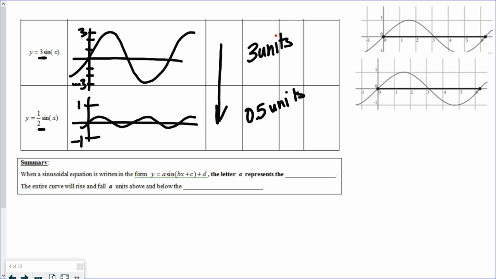So this is all the same. This is all the same. This one that I wrote in is all the same. So our median line for all of them is y equals 0. Our period is 6.28 units. Horizontal shift is no for all of them.